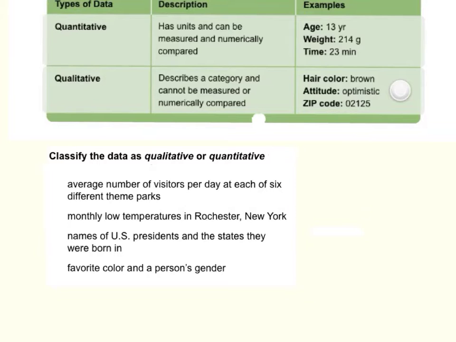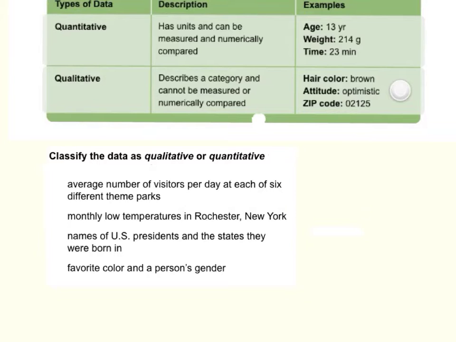Something that we typically think of as numeric data would be something like jersey numbers. That is actually not quantitative data, though, because we can't really compare that numerically. Jersey numbers would not make sense to compare numerically, but ages, weights, and times would.